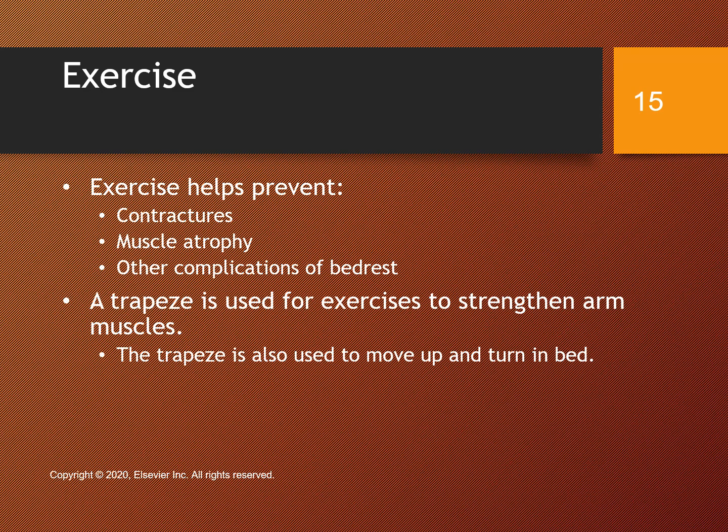Exercise helps prevent contractures, muscle atrophy, and other complications of bed rest. A trapeze is used for exercise to strengthen arm muscles. The trapeze is also used to move up and turn in bed.